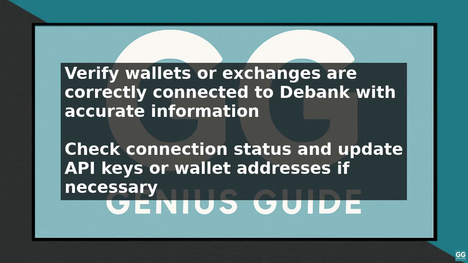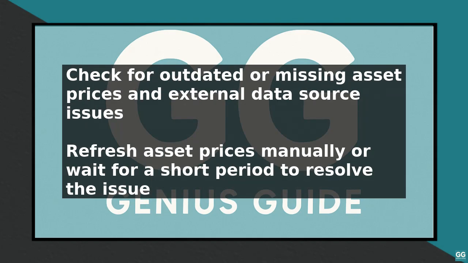Another common issue is outdated or missing asset prices. Debank relies on external data sources for pricing information, so check if there are any issues with the data providers. You can also try refreshing the asset prices manually or waiting for a short period to see if the issue resolves itself.